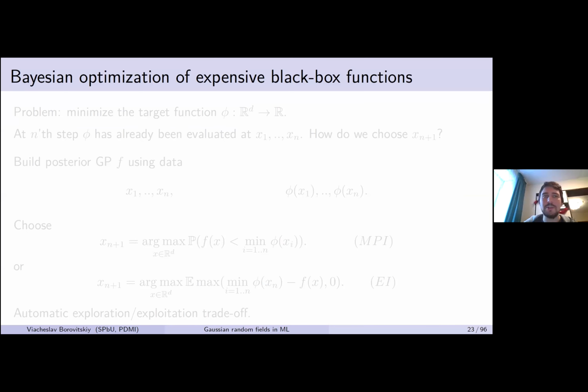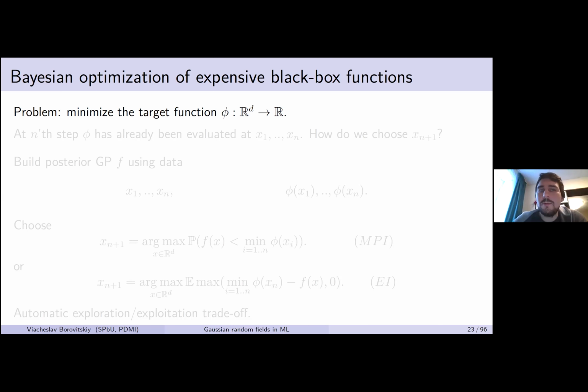The second application is Bayesian optimization of expensive black box functions. This is exactly the algorithm that was used by the creators of AlphaGo, and here are its insights.